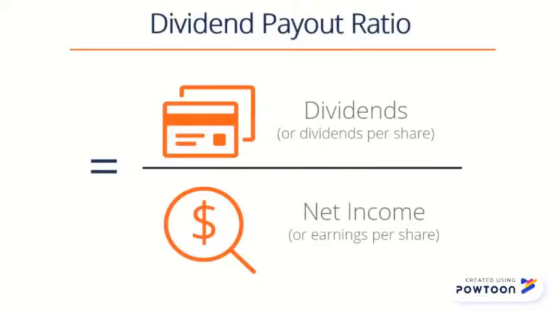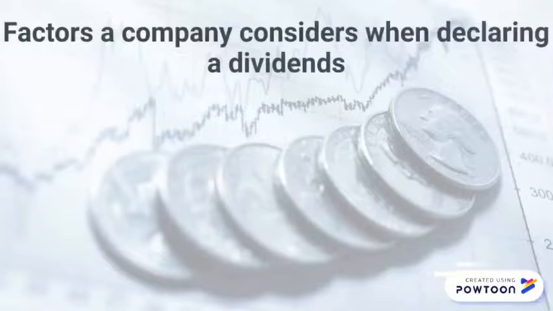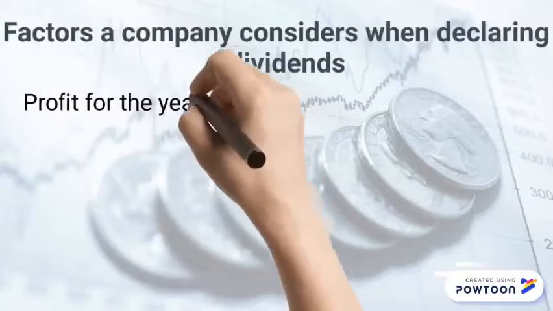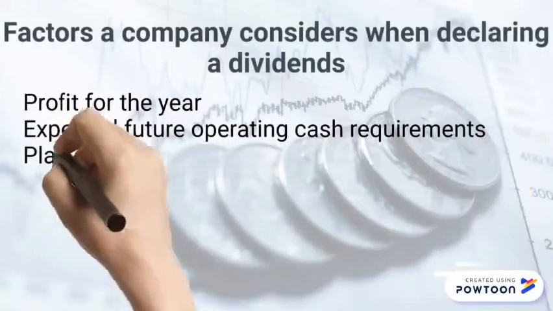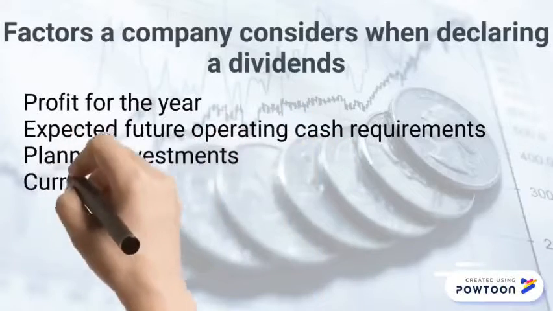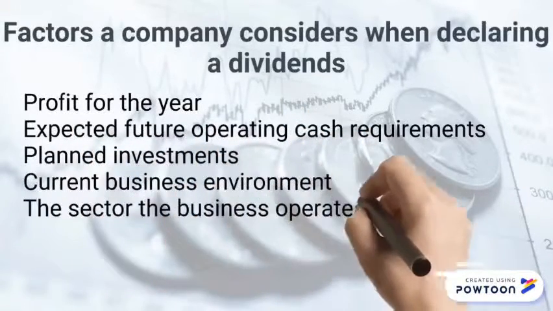Generally, companies choose to set a dividend payment policy as a percentage of earnings per share, which is called the dividend payment ratio, DPS/EPS. There are various factors a company considers when declaring a dividend, namely, profit for the year, expected future operating cash requirements, planned investments, current business environment, and the sector the business operates in.